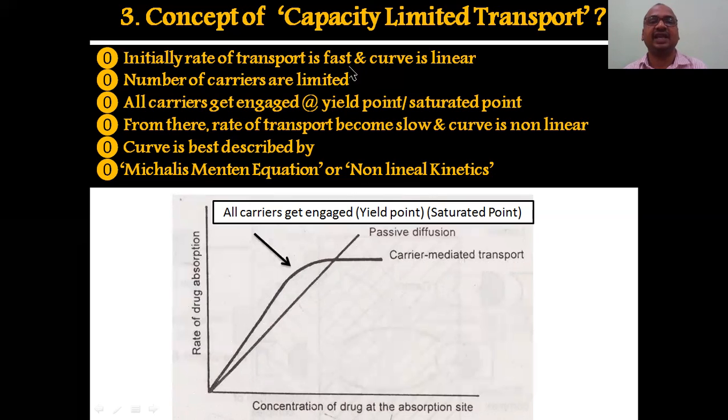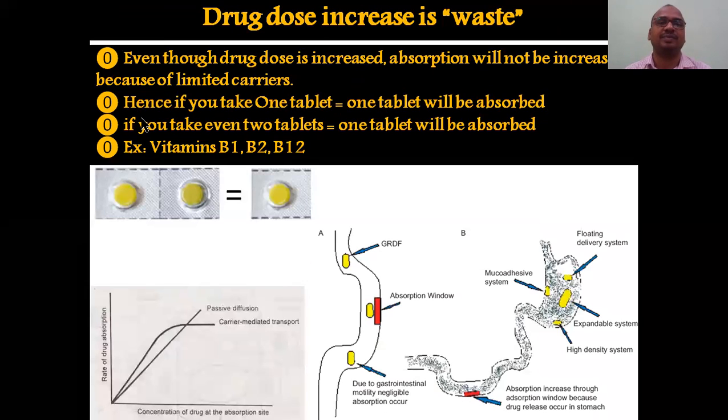See, initially the rate of transport is fast and the curve is linear. The number of carriers is limited. All carriers get engaged at the saturation point. From there, the rate of transport becomes slow and the curve is non-linear. That point you have to keep in mind.